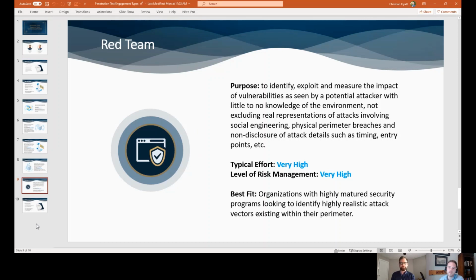Yeah, absolutely. Because it's interesting when you do a red team engagement and they never knew you were there. That's kind of the worst case scenario. Mm-hmm.